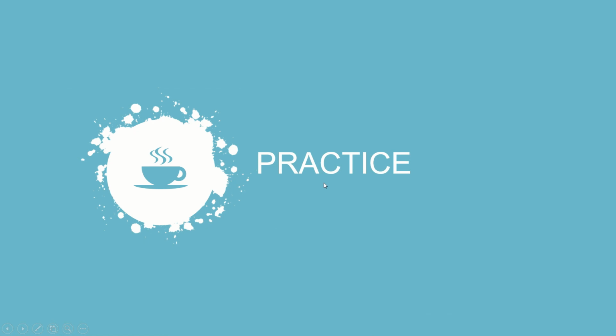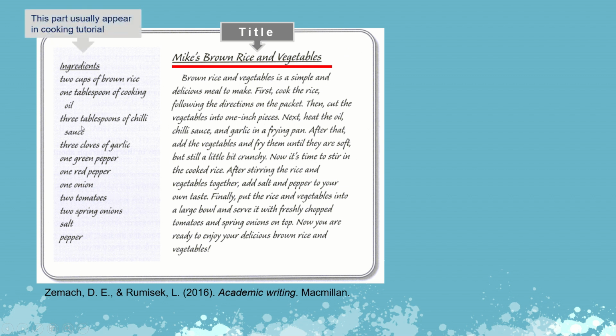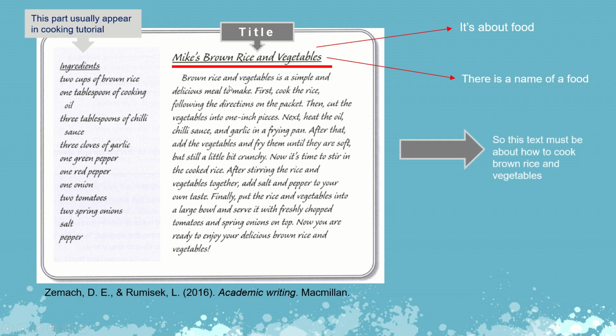And let's do the practice here. Look at this text. Before we read the whole text, you can use this as a prediction. Look at the title. This is the title. And this part usually appears in a cooking tutorial. So, if these two appear, this must be something about food. In a cooking tutorial, it must be something about food, right? You know about it. It's common knowledge. And there is the name of a food here. So, this must be about how to cook brown rice and vegetables.